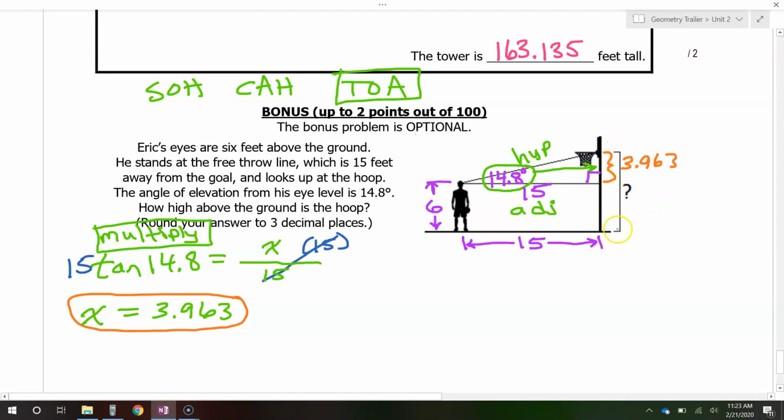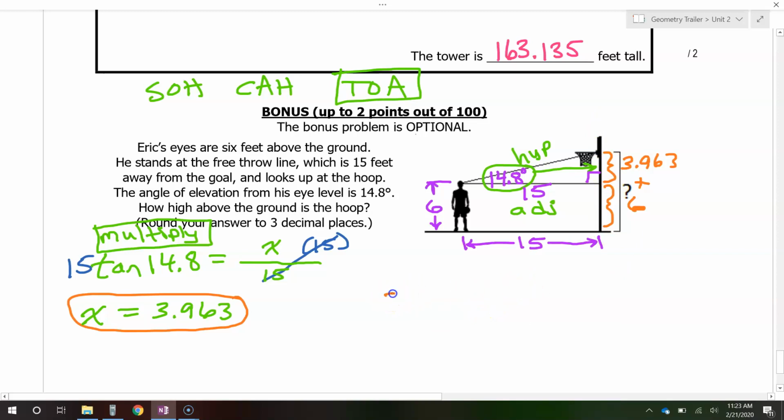But we want to know the entire distance all the way to the ground. So what am I going to do? How do I find the whole distance? Well, we know what this distance is right here, don't we? That's the height of Eric's eyes. So we know that this is going to be 6. So if we want to find the total height, we just need to add these two numbers together.